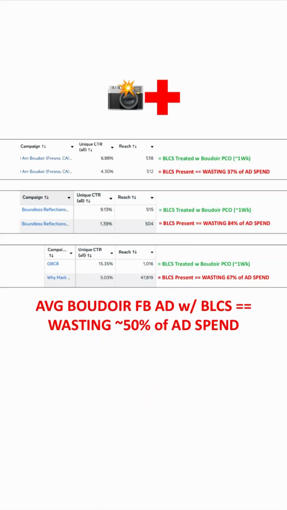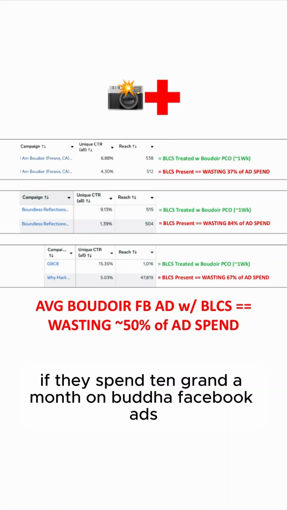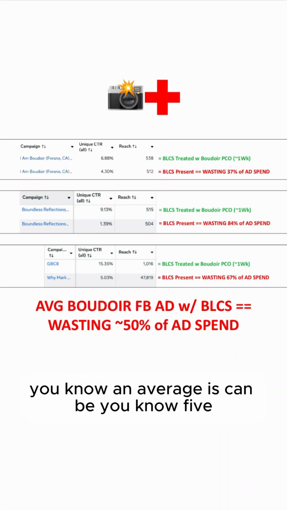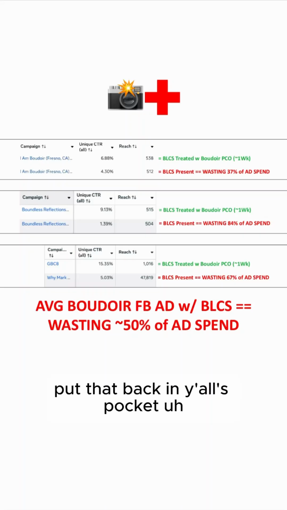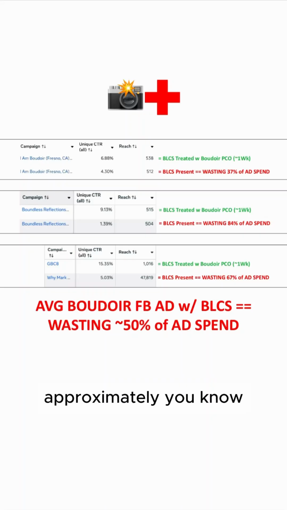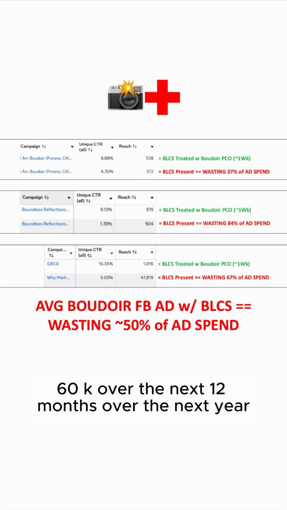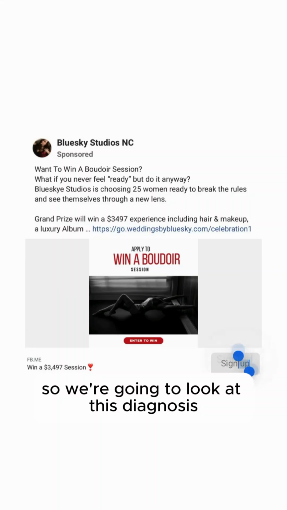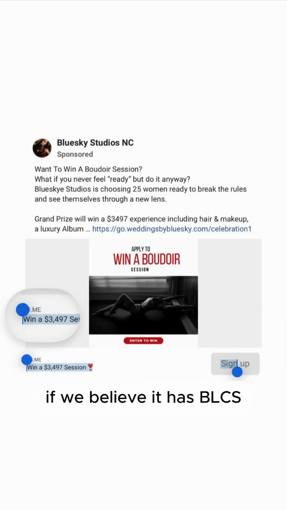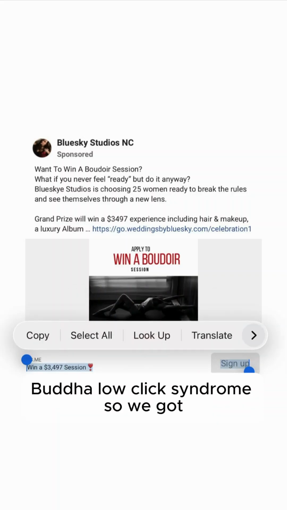So if they're spending 10 grand a month on Boudoir Facebook ads, on average, five out of 10K is being wasted every single month, and we can eliminate that, put that back in y'all's pocket, approximately 60K over the next 12 months, over the next year, treated with Boudoir Pico. So we're going to look at this, diagnose it, see if we believe it has BLCS, Boudoir low click syndrome.